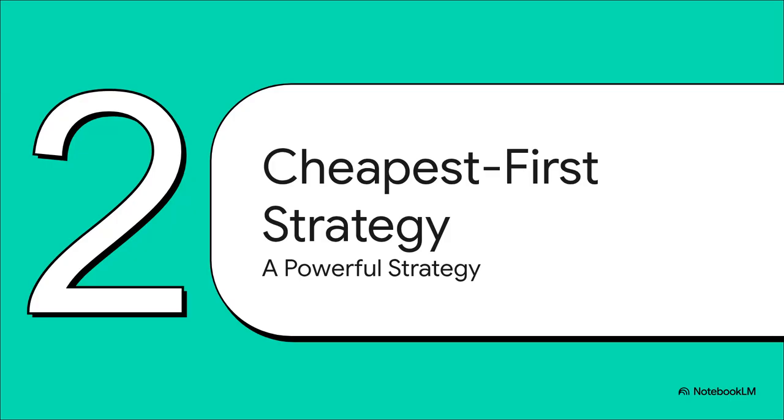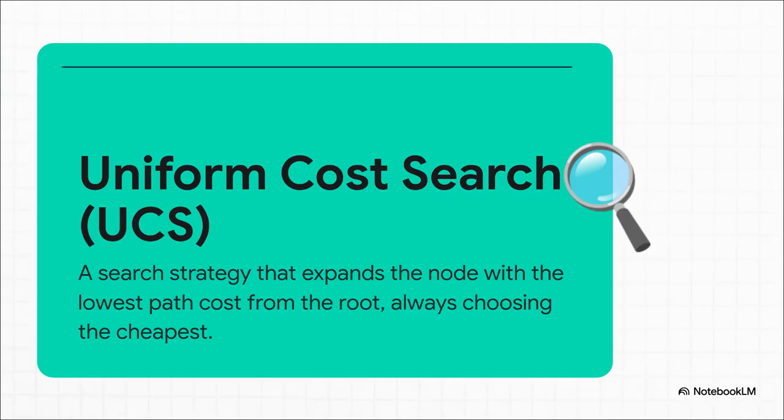So how does it actually do that? How does this obsession with cost change how it searches? Well, it all comes down to a really simple but super powerful strategy. And here's the big idea. It's beautifully simple. Uniform cost search always expands the cheapest node first. That's it. It keeps a list of all the places it could go next, the frontier, and at every single step, it looks at that list and asks, which one of these has the lowest total cost to get to from the very beginning? And that's the one it explores.